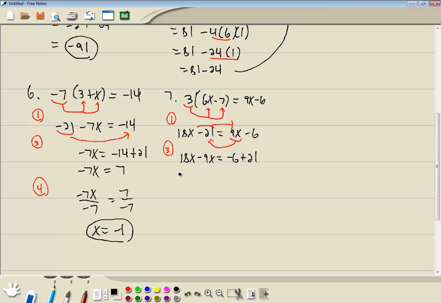Our note up at top, and these are the 4 steps if you remember from our lecture, said to combine together like terms in a step. 18x minus 9x is 9x. It also said to combine together numbers. Negative 6 plus 21 is 15.